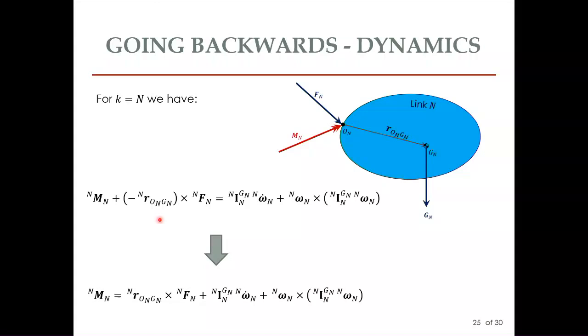Yeah, so On, Gn. So minus that vector would be the opposite direction from G to O. Okay, so the sum of moments, is it clear? Sum of moments about the center of mass of link n.